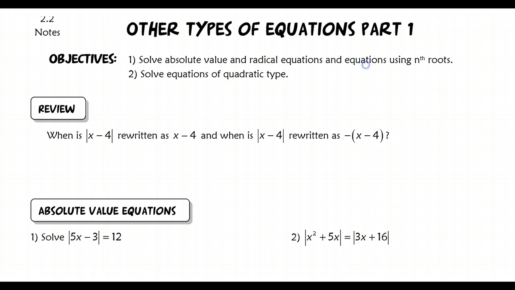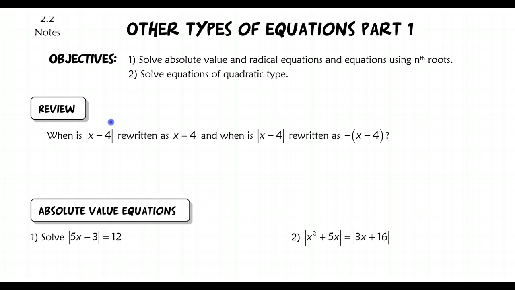Okay, so the first thing I want to do is talk about a little bit of review here. So I have the absolute value of x minus 4. And a question here is, when can it be written as x minus 4? So when do you just leave it alone? And when do you rewrite it as the opposite of x minus 4? So think back to what absolute value does.